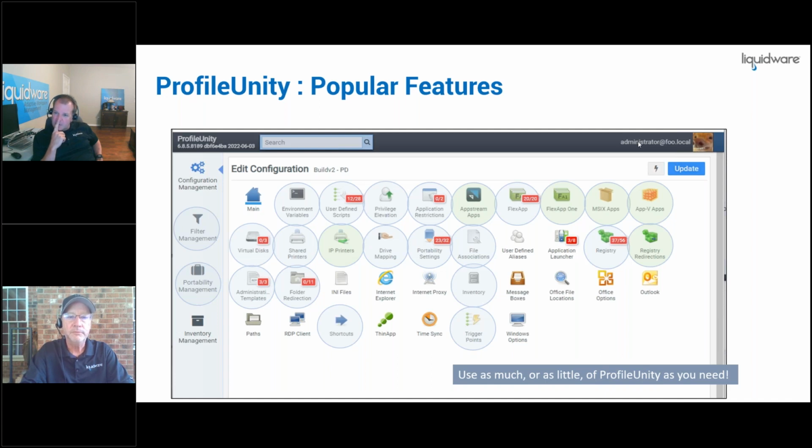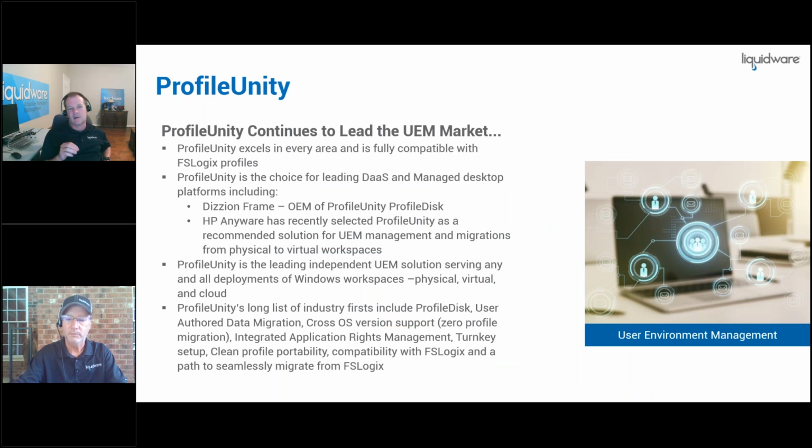There's several icons in here I'm not going to touch on completely right now, because I'm going to touch on them in an upcoming slide, but you'll see some new icons for MSIX apps, AppV apps. What's all that about? AppStream apps. So if you don't have those icons in there, you're not on the latest version. And there's things that you can't do with your ProfileUnity that you could otherwise do, and we'll talk about those here shortly. We continue to lead in the market.